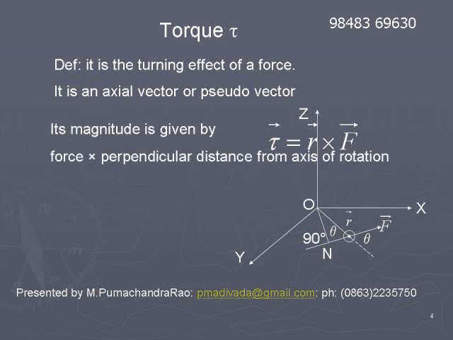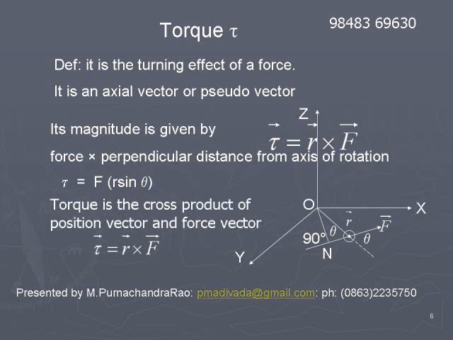Its magnitude is given by force multiplied by perpendicular distance from axis of rotation. Tau is the torque, that is equal to force F in the figure multiplied by r sin theta, that is the perpendicular distance. So torque magnitude is F into r sin theta.